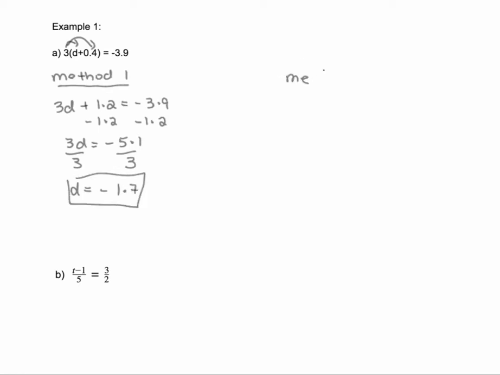So our second method involves dividing by the 3 first. When we set up our equation, 3 times the bracket d plus 0.4 equals negative 3.9, we're going to start by dividing both sides by 3. What you're looking for is that this is a 3 and it's a multiplication of everything in this bracket. So instead of distributing, we can say, well, if it's 3 times this thing in parentheses, we can just divide by 3. And when we do that, these two will simplify, leaving us with d plus 0.4 equals negative 1.3.